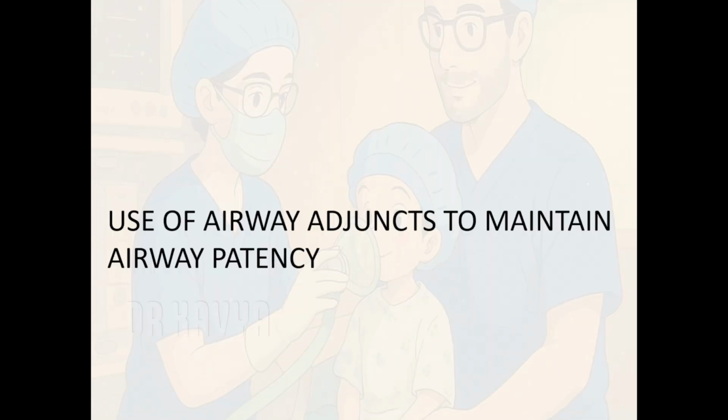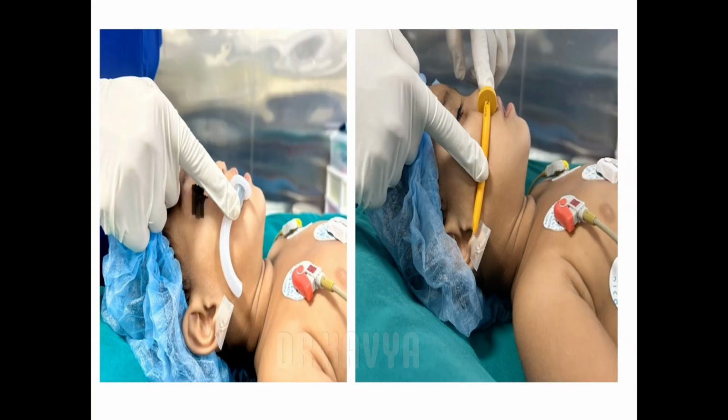Certain cases of difficult mask ventilation can be handled with the use of airway adjuncts. The appropriate size oropharyngeal airway is measured from the angle of the lip to the angle of the mandible, while that of the nasopharyngeal airway is measured from the lateral edge of the nostril to the tragus of the ear.